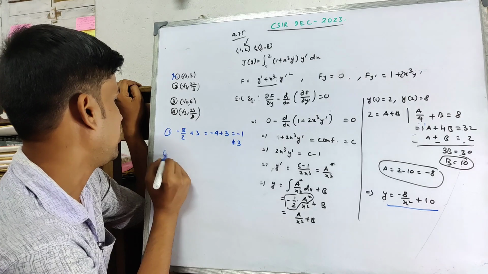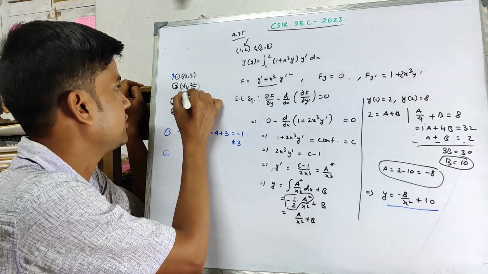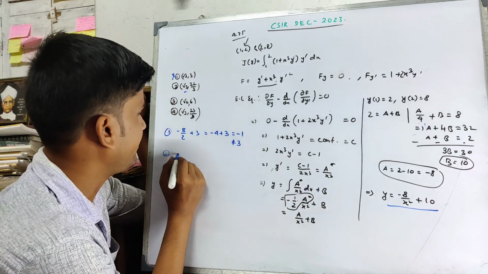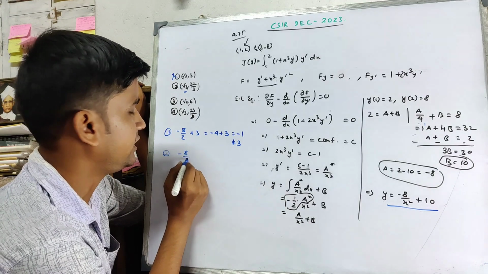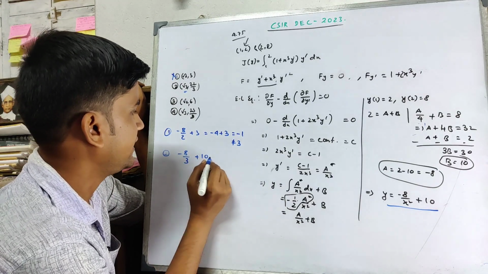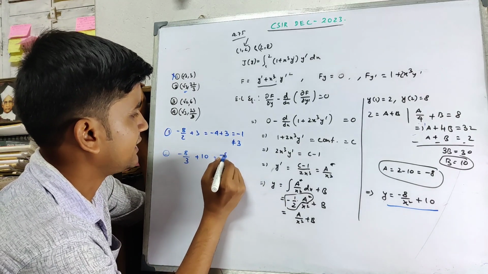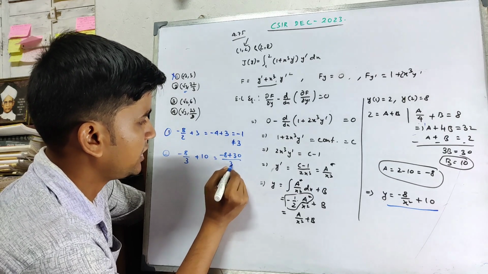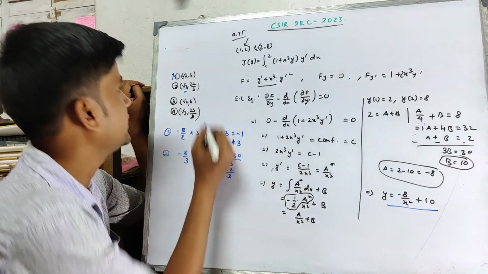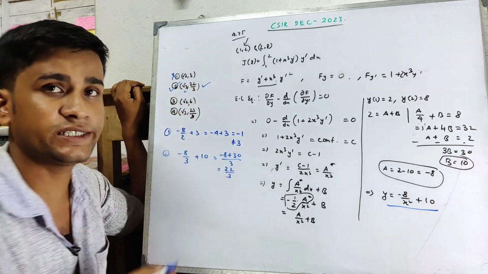Now if we go with option 2, then if we put x equal to root 3 in this equation, we get minus 8 upon root 3 square, which means 3, plus 10. So this is equal to minus 8 plus 30 upon 3, which is equal to 22 upon 3. So that means this is satisfied. So option B is correct.